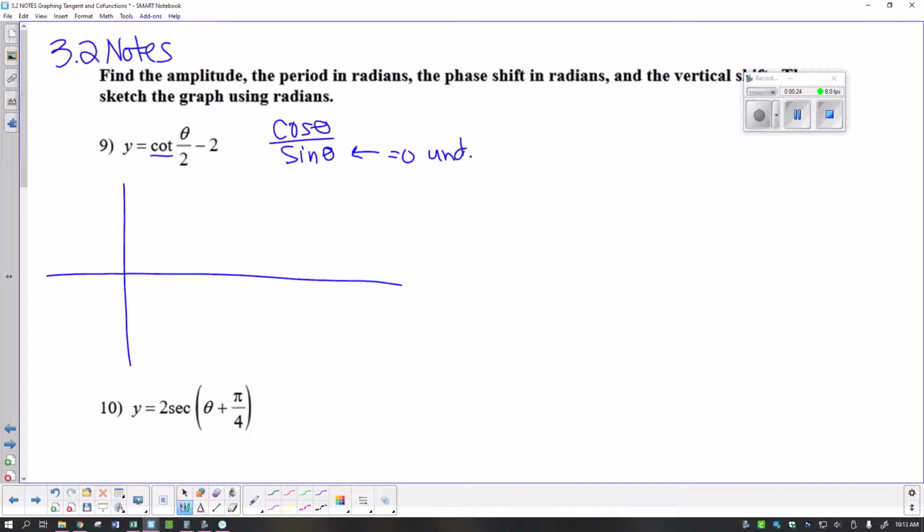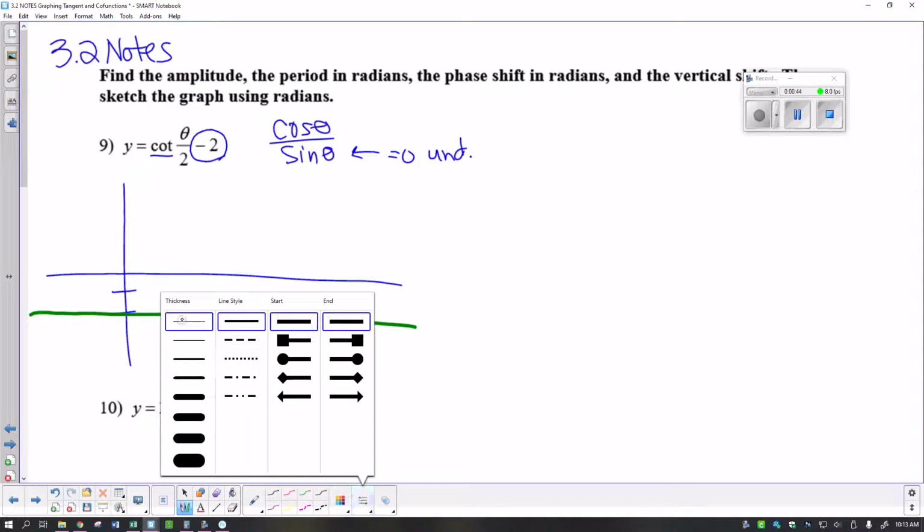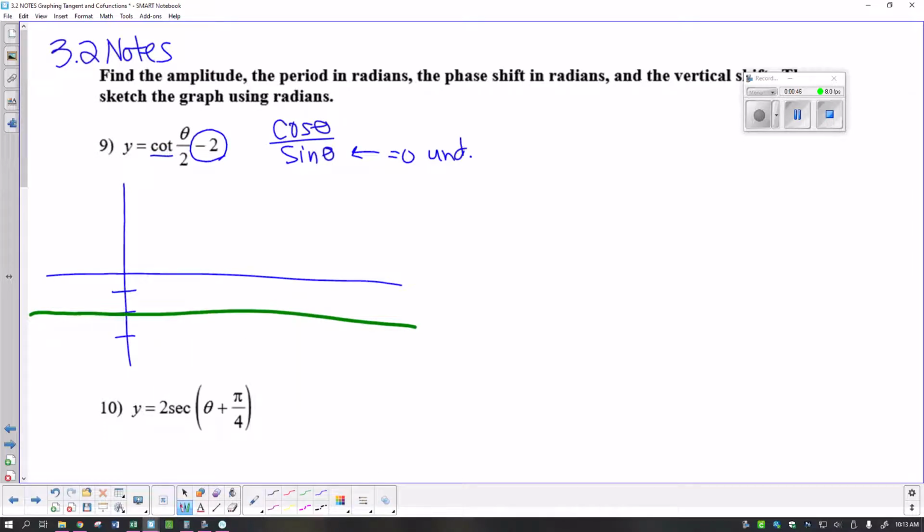And I'm going to make a note of this. This is telling us that vertical shift. So we need to move our axis that has theta on it down, if I could draw a straight line maybe, down 2. That's going to be our new axis with theta on it. And I also want to put a little tick mark there because that's going to help me graph my ghost function, the sine function here.